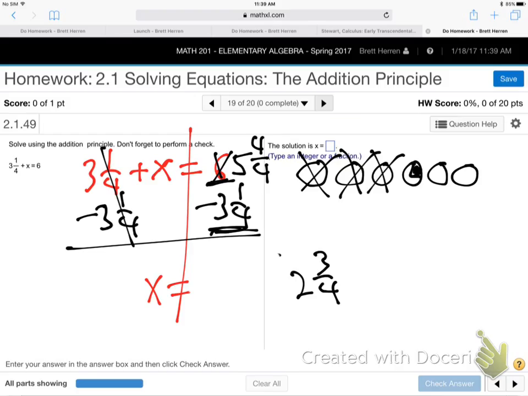It's like taking $6 bills and turning one of them into change. Now I've got $5 and one of them in change, right?